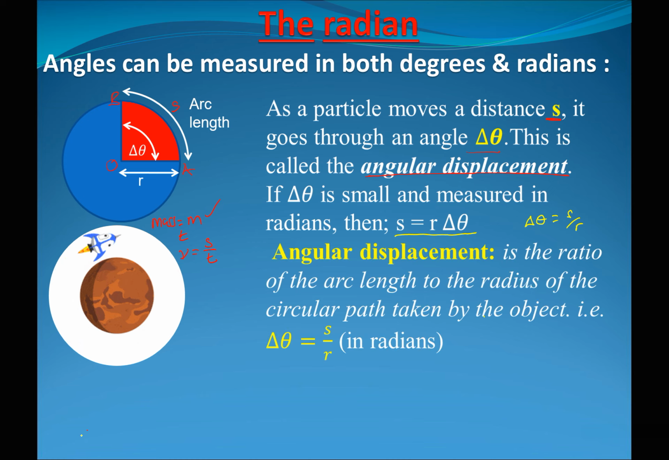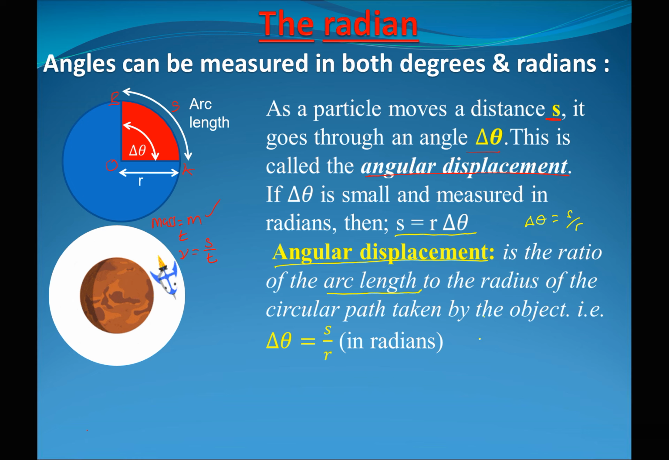So how shall we define angular displacement? We shall define angular displacement as the ratio of the arc length, because s was the arc length, to the radius of the circular path taken by the object. That's what we call the angular displacement. So delta theta, remember, is measured in radians and is the ratio of the arc length over r.